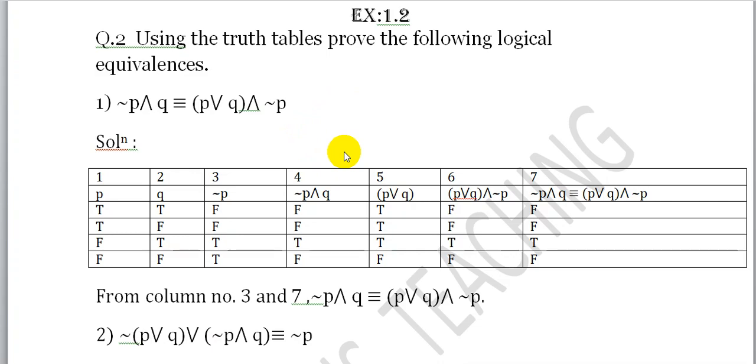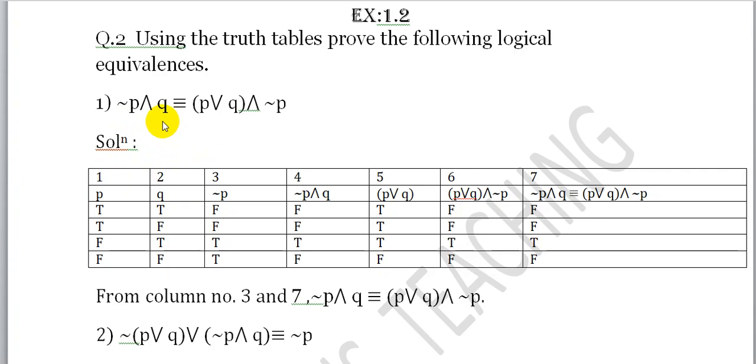So see very carefully the logical equivalences. Your first question is negation of (P and Q) equivalent to (P or Q) and negation of P. So how to solve this table? First you have to prepare different columns. So first you have to check how many different letters are there.